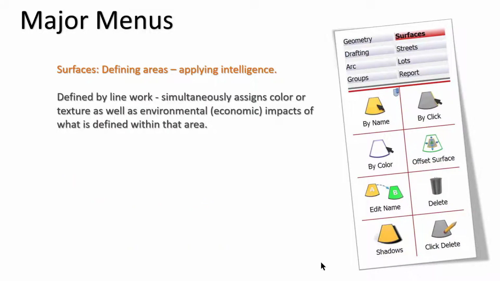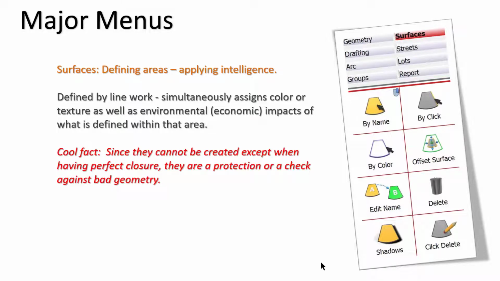Defining areas, again, we just said surfaces. We live in a world of surfaces. So surfaces, you would name them. You can have any name you want that's familiar to you. It could be for environmental or economic reasons as well. So that's what surfaces do. It's the intelligence of the plan. We have the only system on the market that could do that. Surfaces can't be created if there is bad geometry.